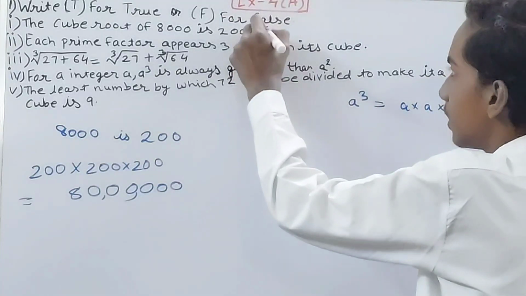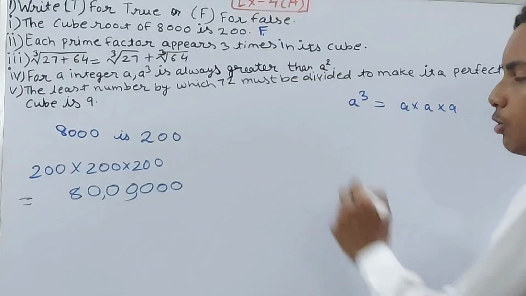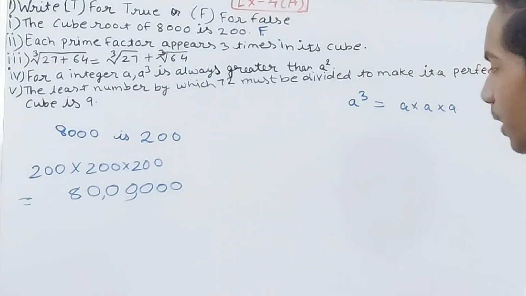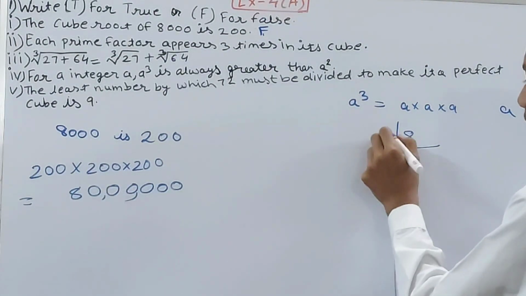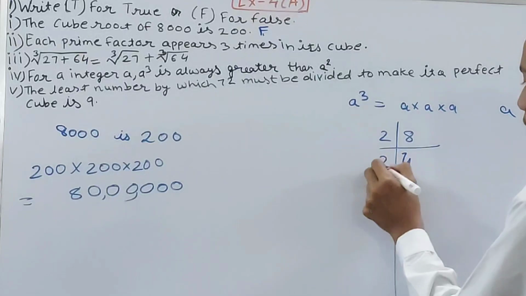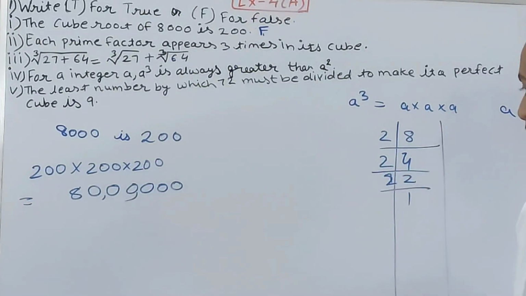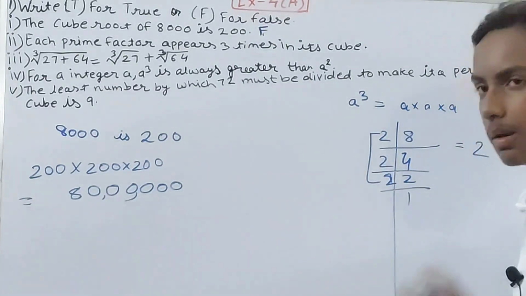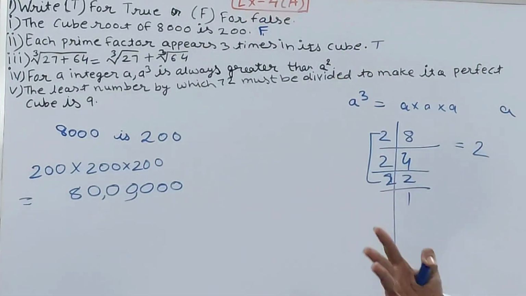Then we have the next one: each prime factor appears 3 times in its cube. So yes, it is correct, because we have done the prime factorization method, and if I take 8, then see, 2 4 2 2, again 2 1. So you can see how the cube root will come out here. You can see 3 times 2 is coming, therefore this is true. Every prime factor appears 3 times only.